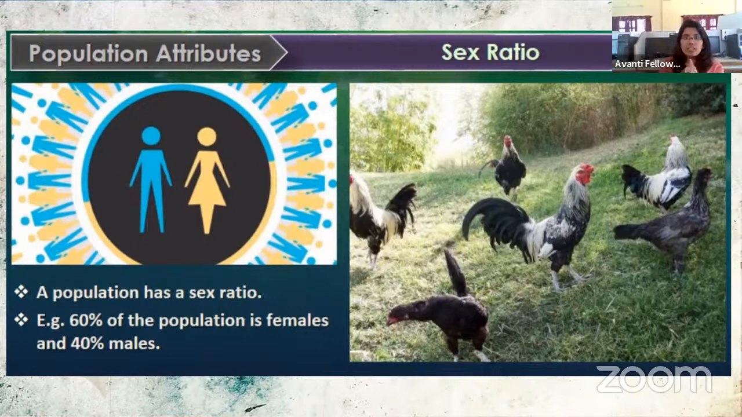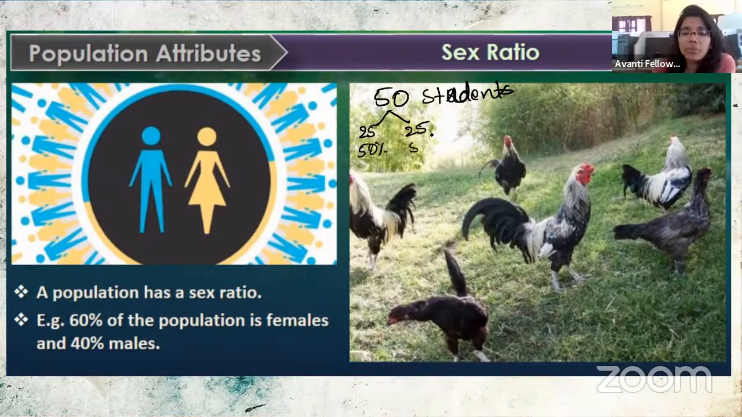Example, if we take humans, there are 60% females and 40% males in a population. We can consider it in your class. Let's say there are a total of 50 students. Out of 50 students, 25 are females and 25 are males. Now, what is the sex ratio? 50% males and 50% females. This is how we are going to calculate the sex ratio.